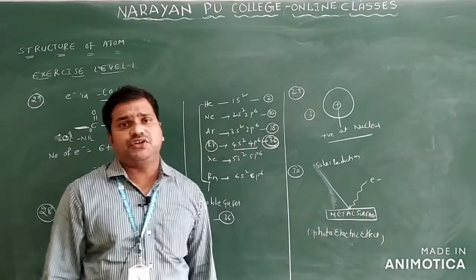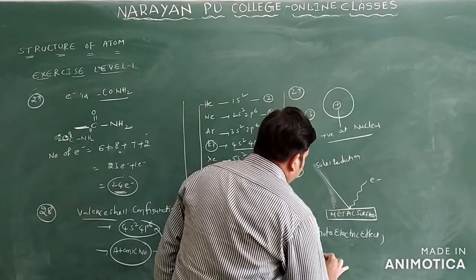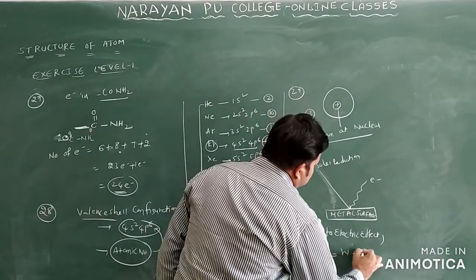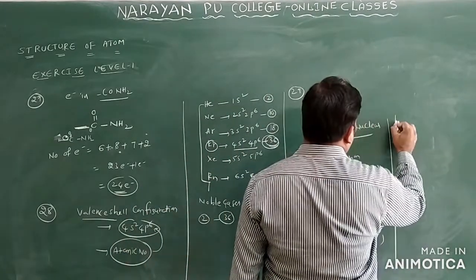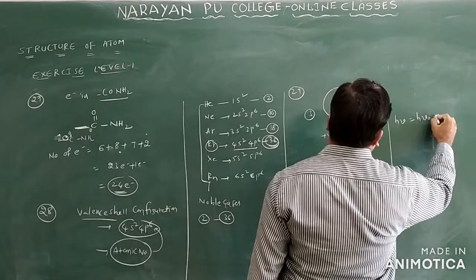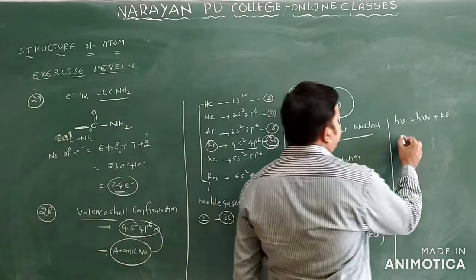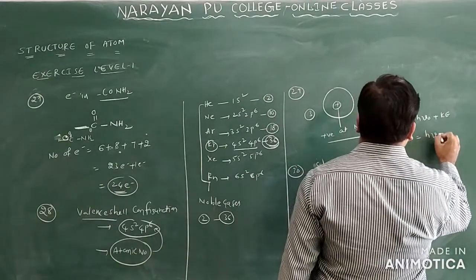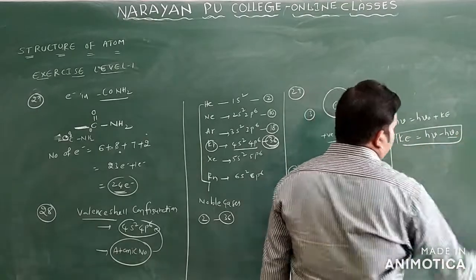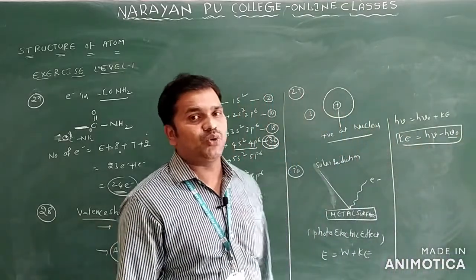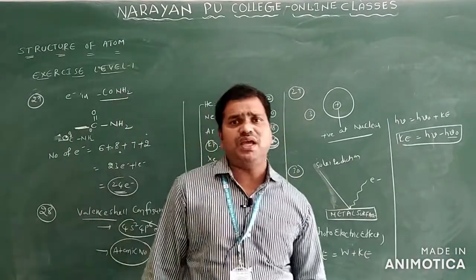So the question is related to which one? Photoelectric effect. From this photoelectric effect, what can you write? E is equal to W plus Ke. So h nu is equal to h nu naught plus Ke. From this, Ke is equal to h nu minus h nu naught. This expression you know. Here nu naught is the threshold frequency. The minimum frequency required to eject the electron from the metal surface is called the threshold frequency. This is the expression from the photoelectric effect.